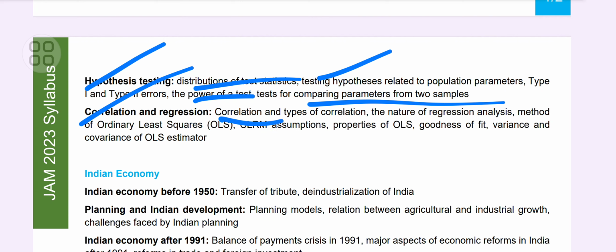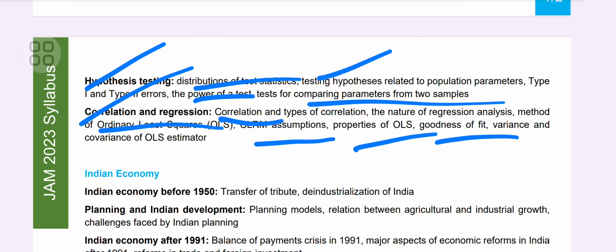And finally the regression, so there comes a little bit of econometrics like OLS, CLRM assumptions, the goodness of fit, which I have already explained in one of my videos for autocorrelation, so one can always refer to that, it is on my channel. And the properties of OLS, every property, that is a linear unbiased estimator, BLUE, so everything one needs to understand for the same.